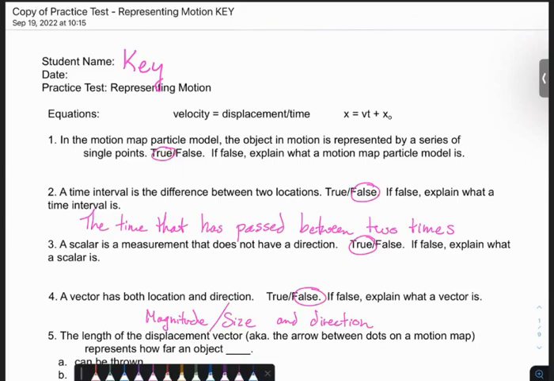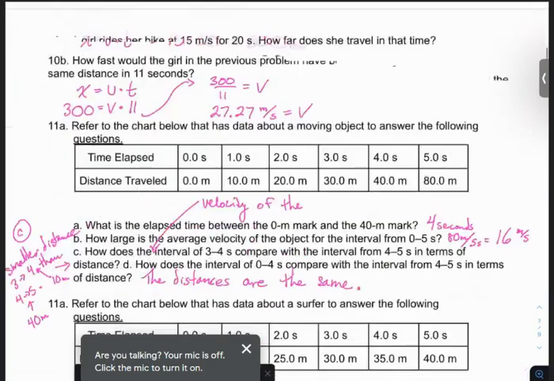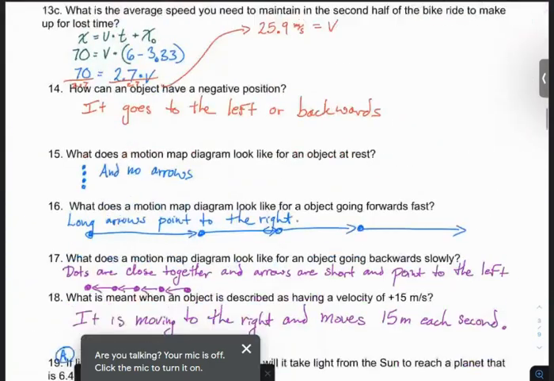This is going to be a video for how to do a few of the problems on the practice test for representing motion. And we're going to start with number 12.